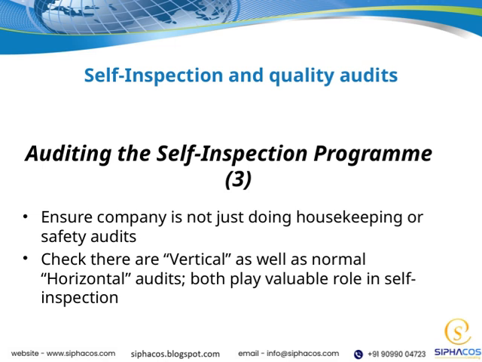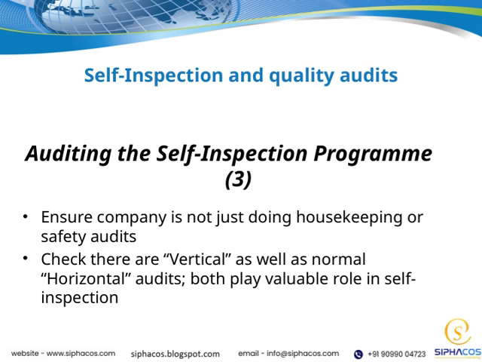Vertical audits examine processes across different levels, from top management down to the frontline, ensuring consistency and compliance throughout the hierarchy. Horizontal audits, on the other hand, compare similar processes across different departments or units, helping us identify best practices and gaps. Both types of audits play a valuable role in our self-inspection efforts.